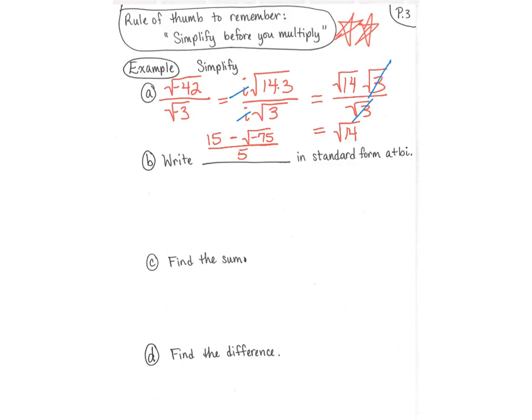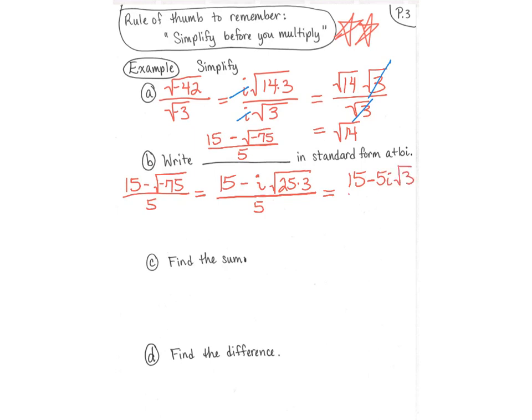So we'll take it step by step. Let's start out by writing the original problem down. So that's 15 minus the square root of negative 75 divided by 5. That's equal to 15 minus, now we're going to use our fact because we have a negative underneath the radical. So that's minus i times the square root of 75, which has a perfect square in it. It's 25. So write this as the square root of 25 times 3 divided by 5. And this is equal to 15 minus 5i times the square root of 3, divided by 5.